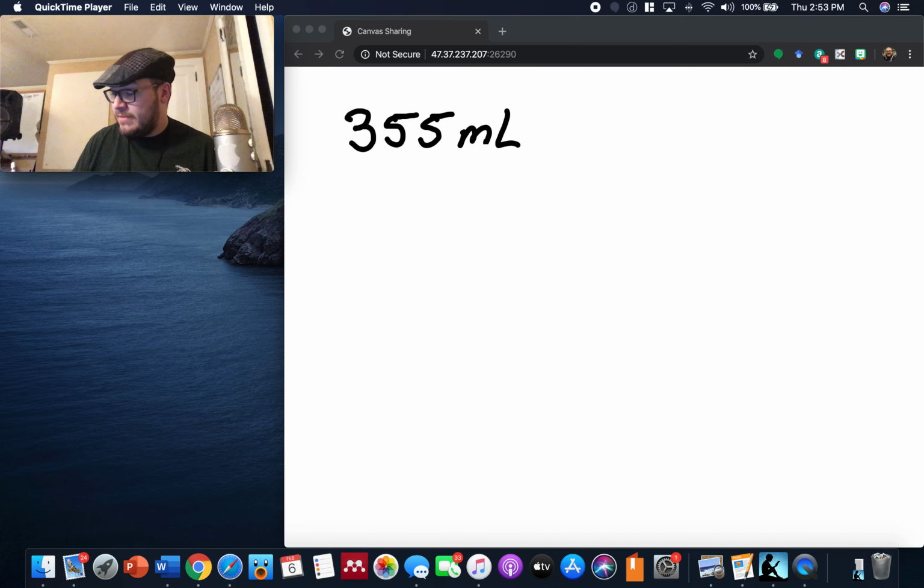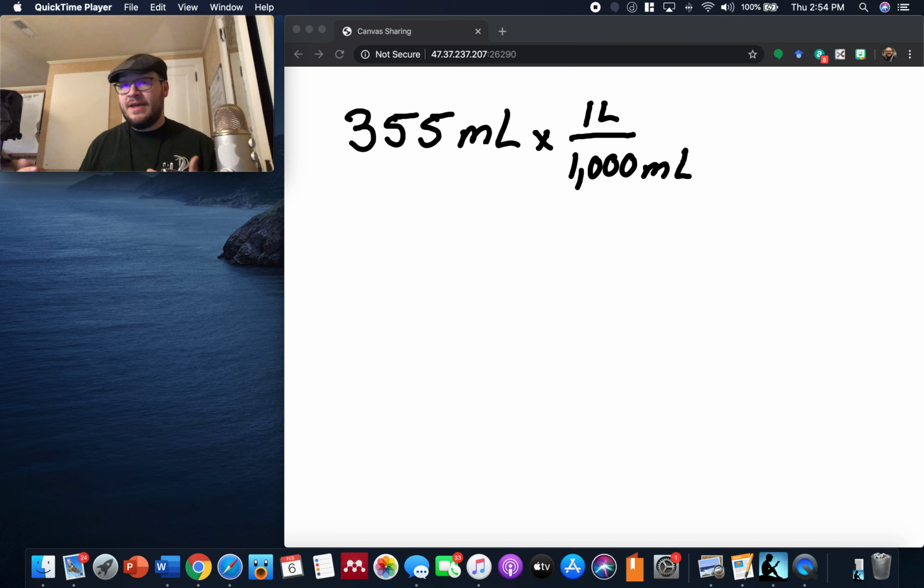So I'm going to take this amount and multiply it. For 1 liter, I've got 1,000 milliliters. That's our conversion from milliliters to liters. So we're going to multiply this by the inverse, 1,000 milliliters over 1 liter. And I'm going to get rid of my milliliters because now I'm in units of liters, which is good.